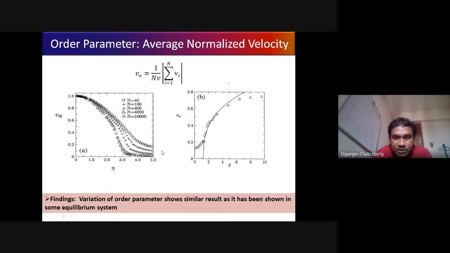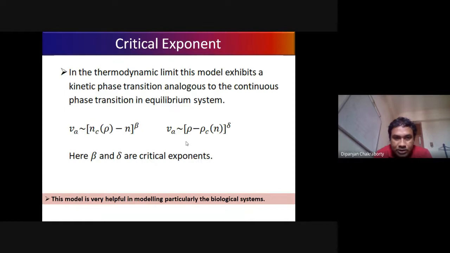Here they have also calculated the critical exponents beta and delta in the thermodynamic limit. Basically, they calculated for different bigger system sizes, plotted the average velocity as a function of eta_c(rho) minus eta_c critical, and calculated these beta and delta values.